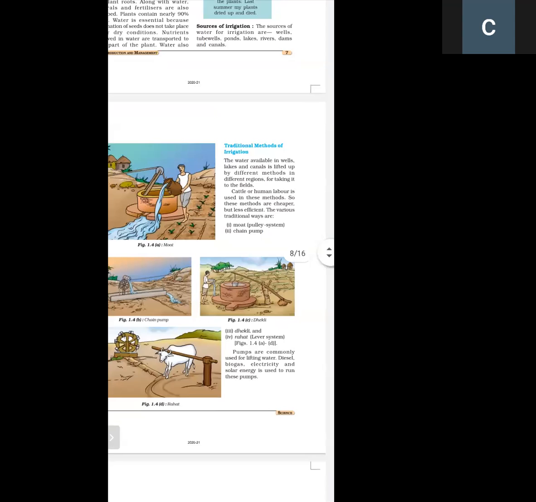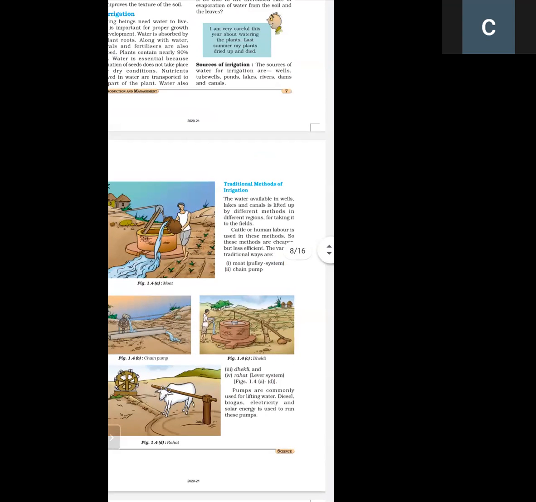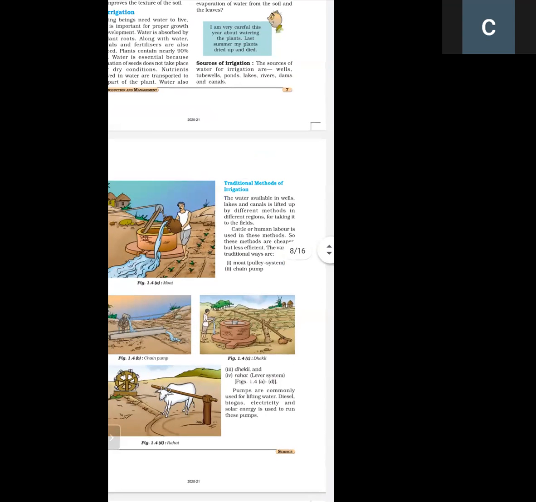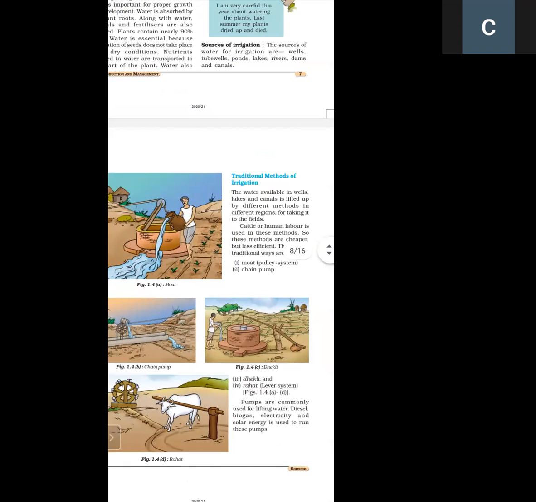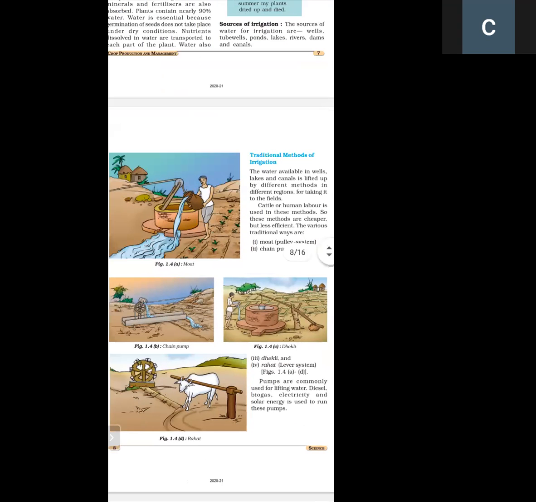And what is the Moor system? In the Moor system, we use a pulley. The pulley system is called the Moor system. And what is a chain system? In the chain system, we use a chain and a pump, as shown in figure 1.4b.